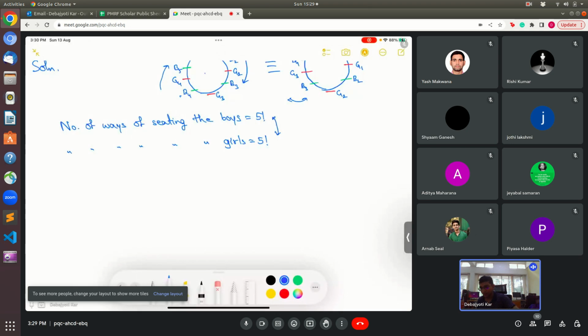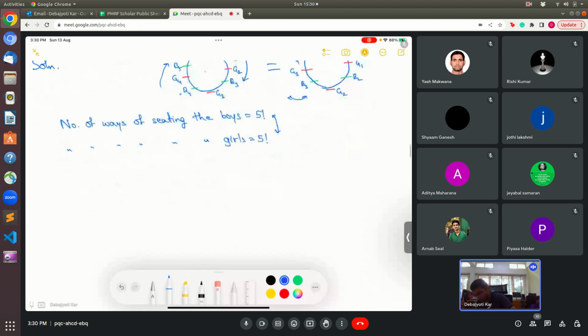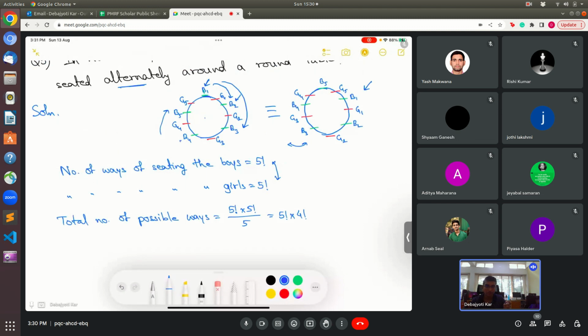So for every possible arrangement, we have overcounted that particular arrangement 5 times. Hence the total number of possible ways, this is my answer, 5 factorial times 4 factorial.